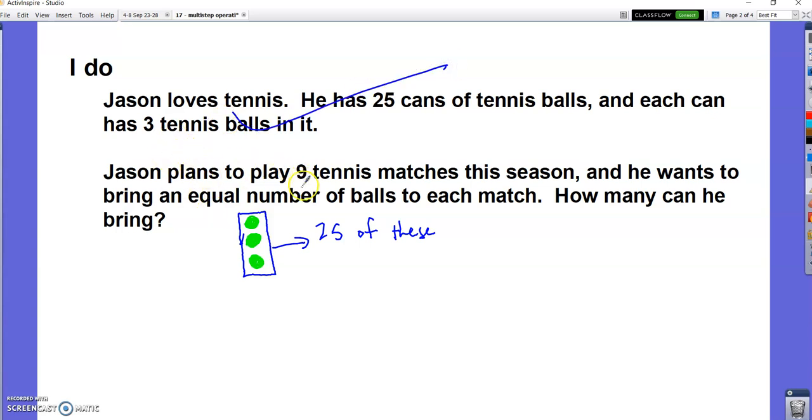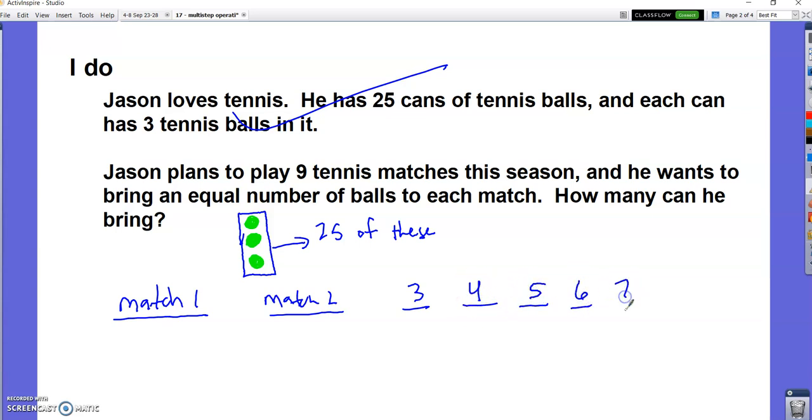Jason wants to play 9 tennis matches this season, so he's going to play 9 matches. So I could draw a little tennis court if I wanted. Might just make a space for each one. Match 1, match 2, match 3, 4, 5, 6, 7, 8, 9.